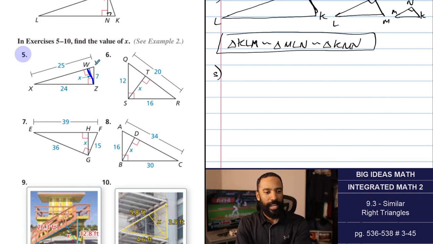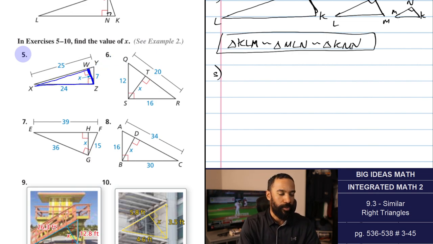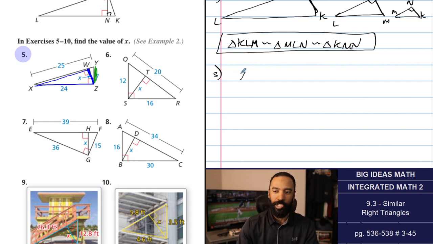Now, as I look at both of those, let's go back to the short leg and the medium triangle. I have to ask, does a short leg exist in any other triangle that we see? Yes, we also have the short leg in the big triangle. Now, is that something I can set up a proportion with? Could I do some form of x over 7?